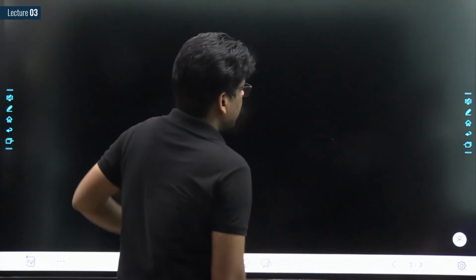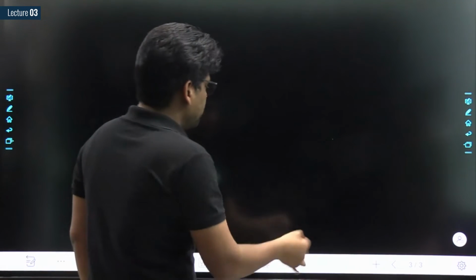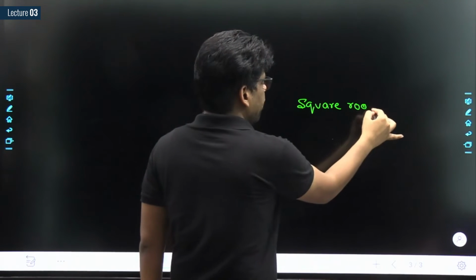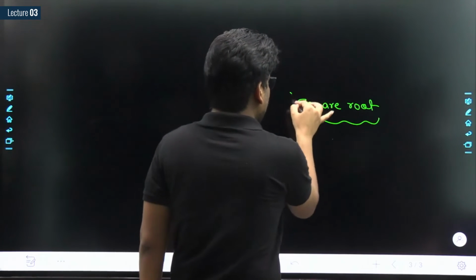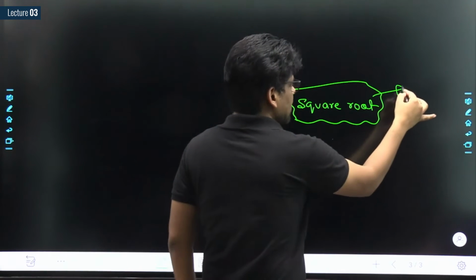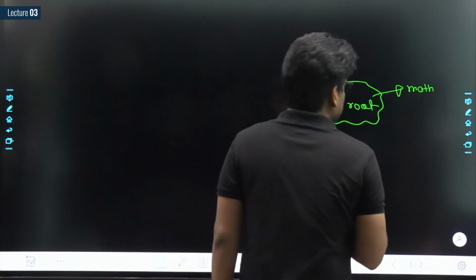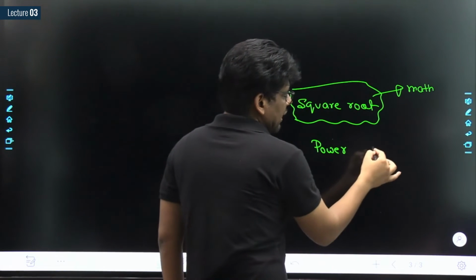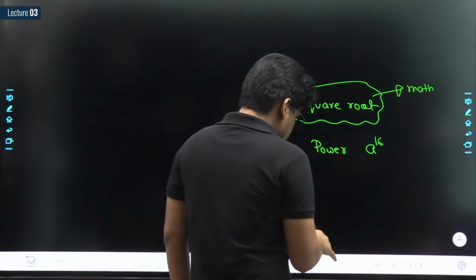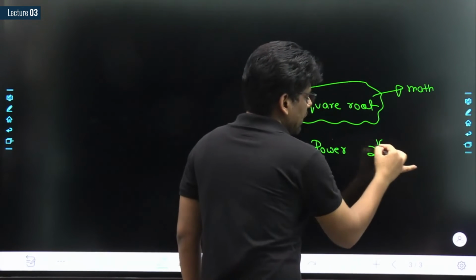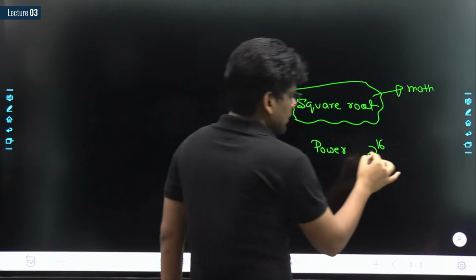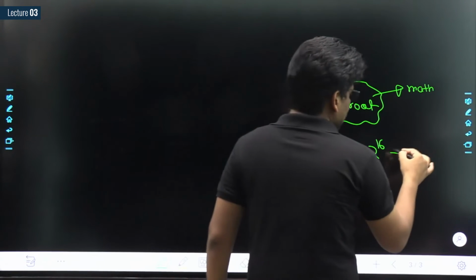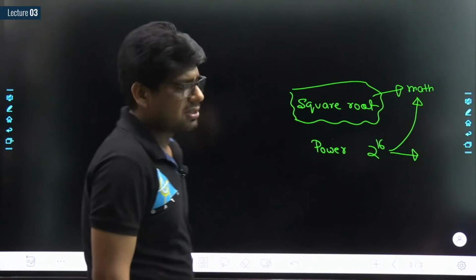Similarly, sir, let us suppose inside your program you need to calculate the square root of a value. Square root is related to mathematics. Let us suppose you need to find the power of a number, something to the power 16, like 2 to the power 16. Sir, is there any facility or any function? Again, this is related to mathematics.